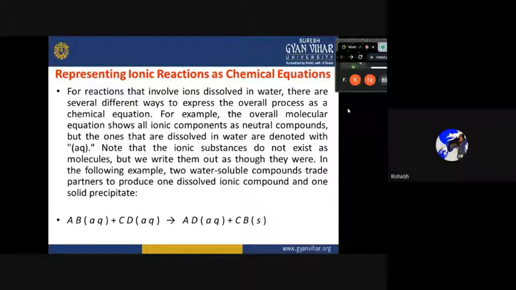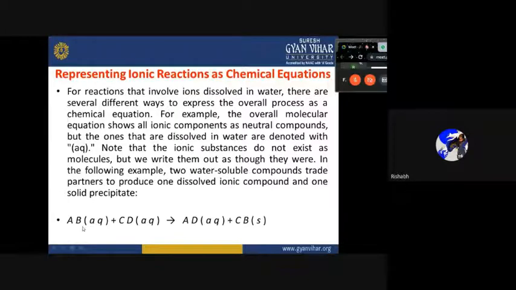So the ones that get dissolved get separated and they exist as ions in the dissolved form. But the ones that precipitate do not dissolve, and they get precipitated to the surface of the beaker. Right? So we can represent the reactions like this.